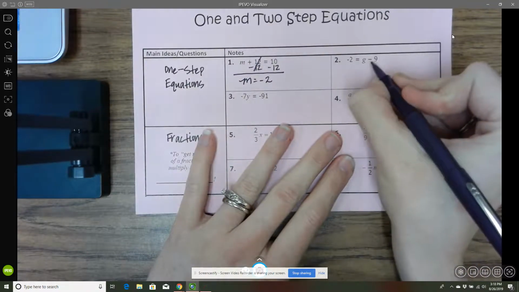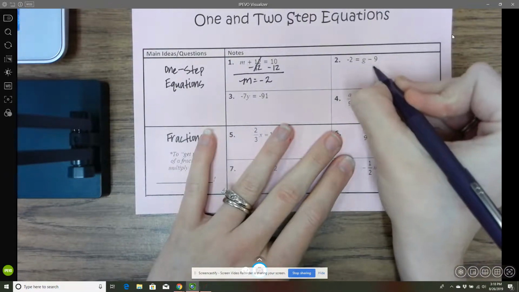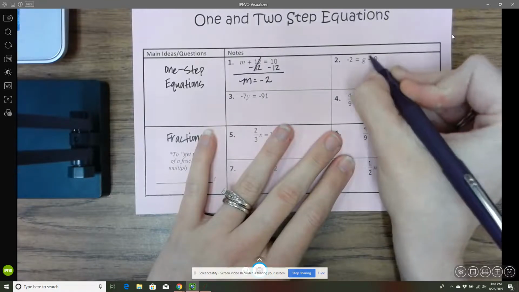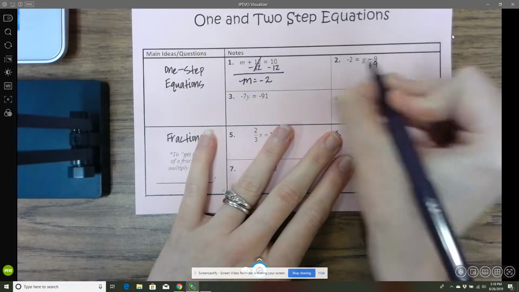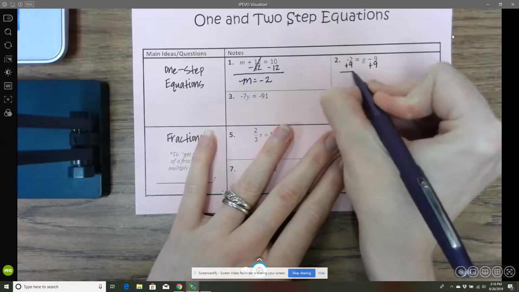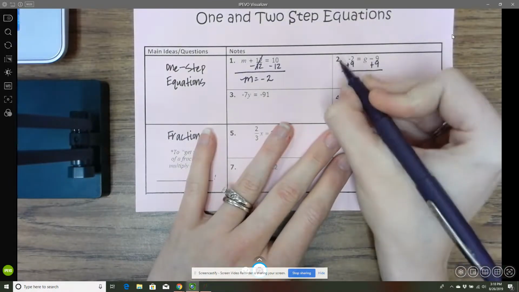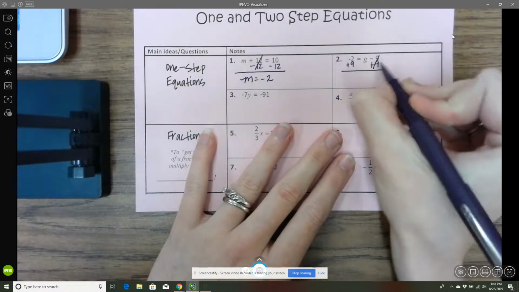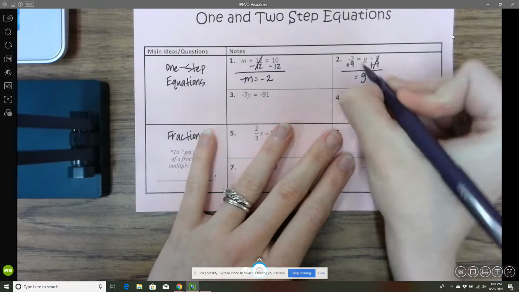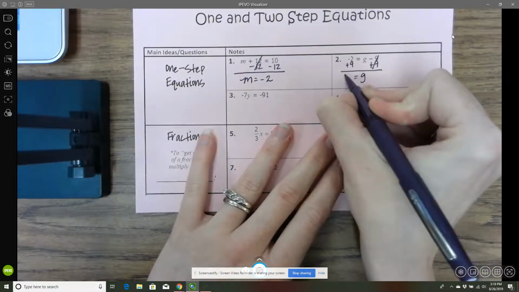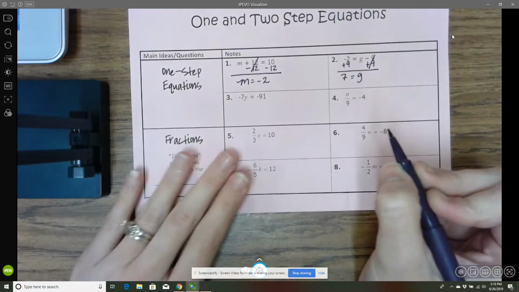So on number 2, the same thing. Again, we're doing the opposite here, so I need to get rid of the -9. So I would do the opposite. So I would add 9 to both sides. So remember, whatever you do to one side, you have to do to the other. So this would cancel, and then -2 and a +9 would give me a 7.